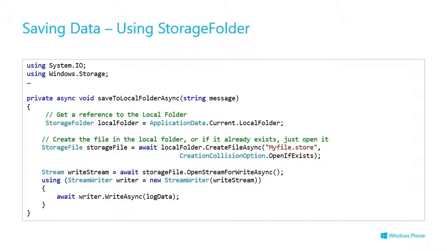And then you have this one extra argument in here, this enumeration, CreationCollisionOption. And this is handy, so you can say OpenIfExists, rather than blowing it away or however you might do it. And then you're just going to open that file, again using another async method, and then use the StreamWriter to take care of that data, to save that data. Lots of async stuff everywhere.